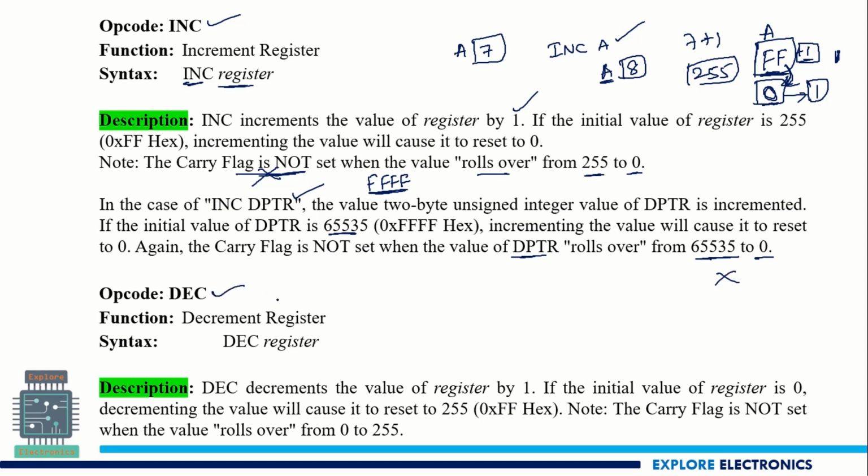Then we have decrement. Similarly, as we have increment, we can subtract 1 also using decrement with a register specification. Here also it will subtract 1 from the value present in the register. If the register contains 0, we are supposed to do 0 minus 1. In this case, you might expect some negative value. That is not the result; instead it will roll over to 255, the maximum value. And here also the carry flag will not be affected.